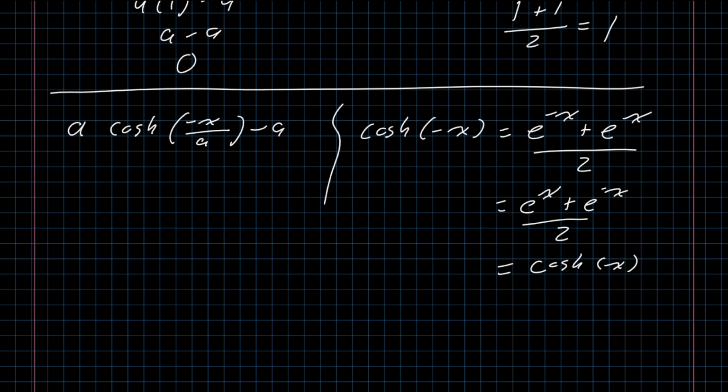So cosh of x itself is an even function, which means that when I put the negative inside of cosh of x, it doesn't do anything. So a times the cosh of minus x over a, minus a, is the same thing as a times the cosh of x over a, minus a. We know that this function is even.